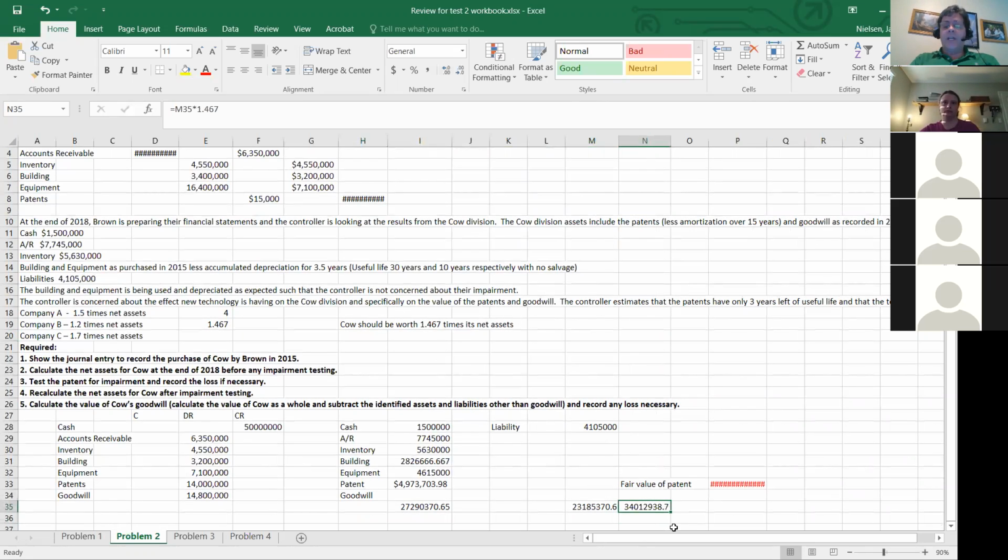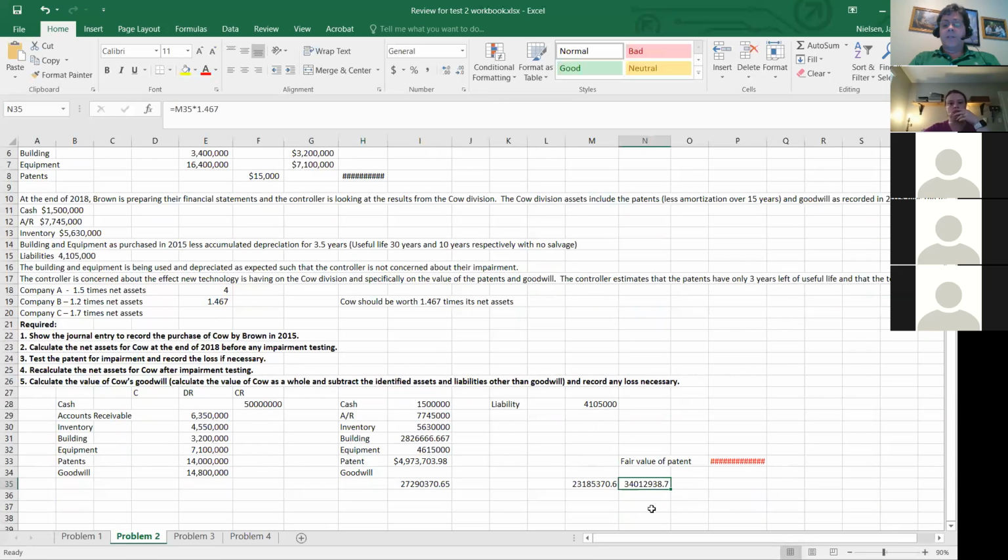So based on looking at other companies, the value should be $34 million. Without any goodwill, we're at $23 million. So it looks to me that we need goodwill of about $11 million.